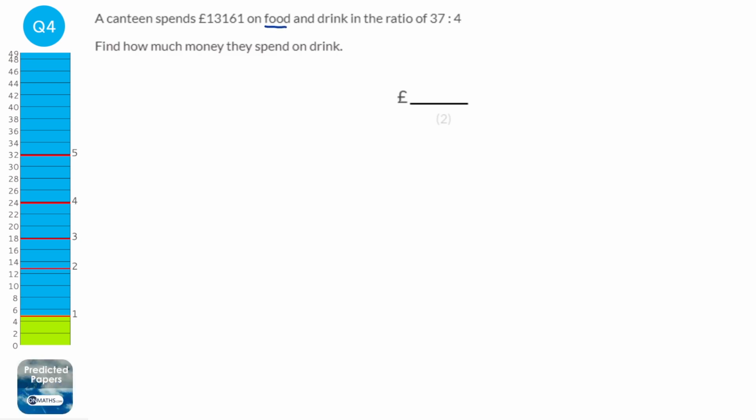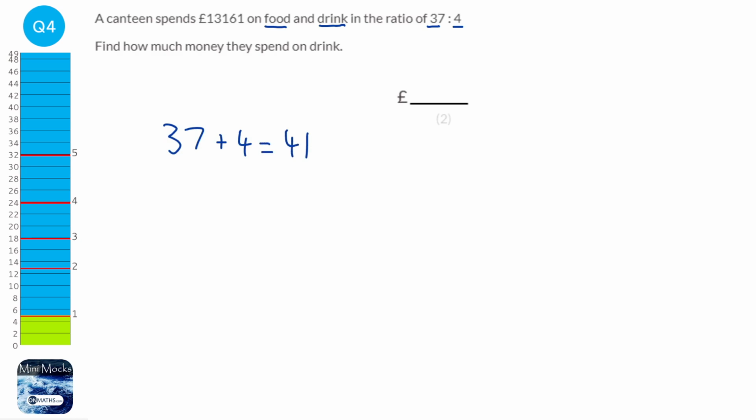So for this question, I think of the ratio in terms of piles. So food is getting 37 piles of money, and drink is getting 4 piles of money. So we've got to first of all work out how many piles of money we have. So we're going to do 37 plus 4, and that will give us 41. So we've got 41 piles of money.